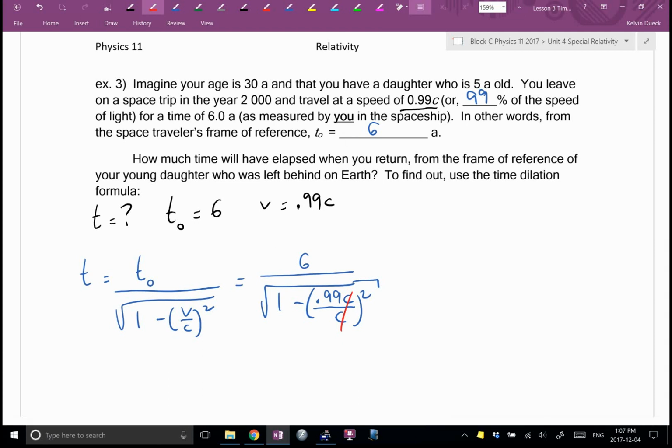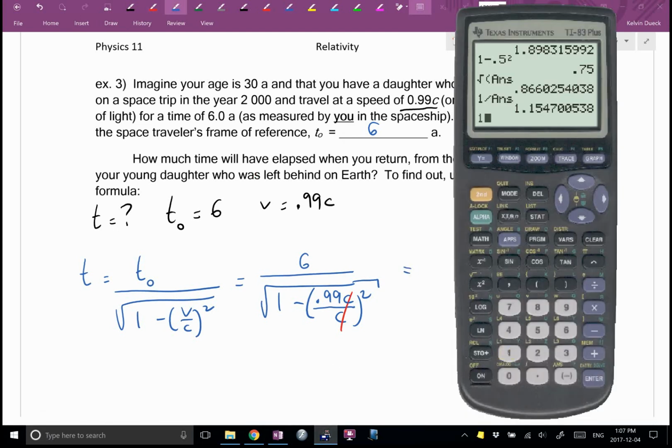So on the bottom, Joel, I'm going to have 1 minus 0.99 squared. Try that on your calculator and hit equals. Yes, you got 0.0199. What's that all inside of? Square root. So square root that. Is it on the bottom of the fraction? What's on the top? 6 divided by the answer button.